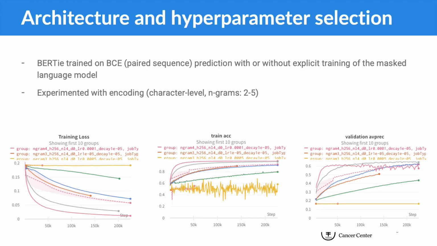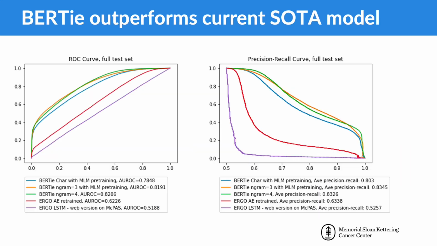We experimented with training the model on the paired sequence prediction task directly, and also first explicitly pre-training it on a masked language model objective. In this step, the model would learn to complete masked out portions of the input sequences from context, and thus would learn an implicit representation of TCRs and epitopes. We also experimented with amino acid or character level and n-gram encodings.